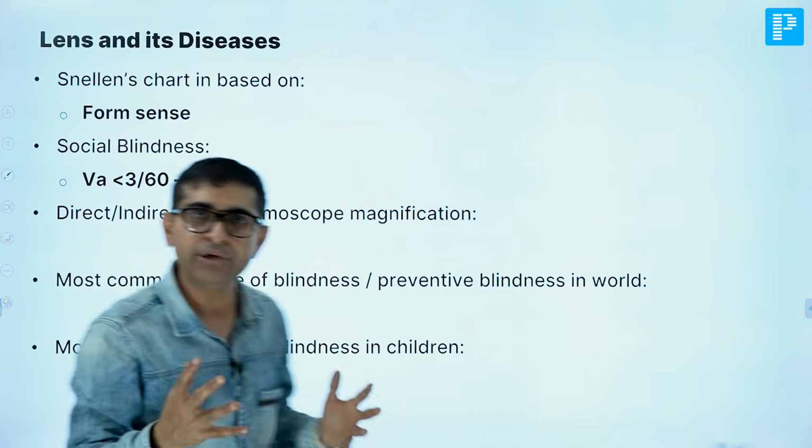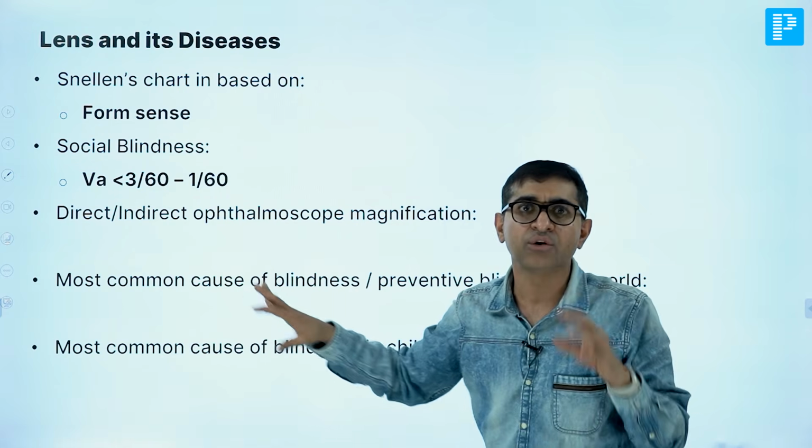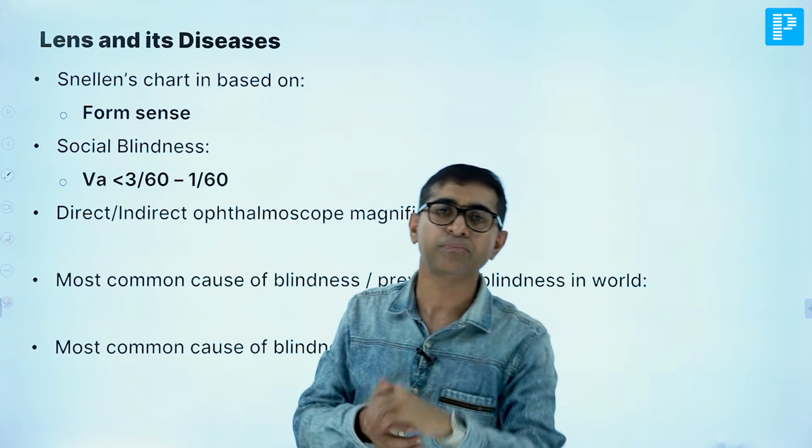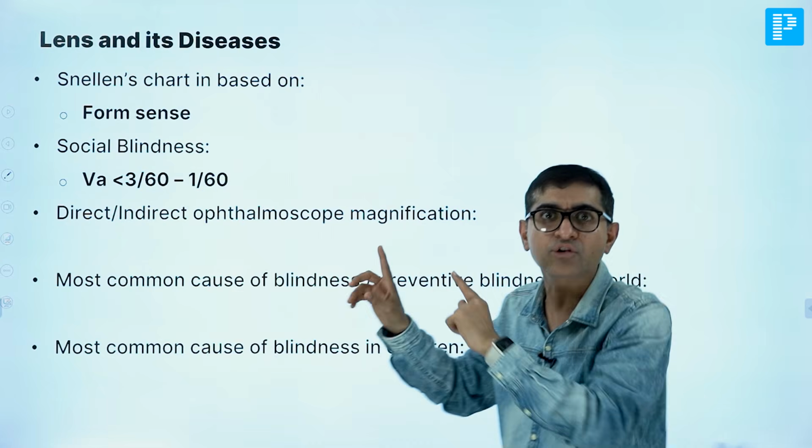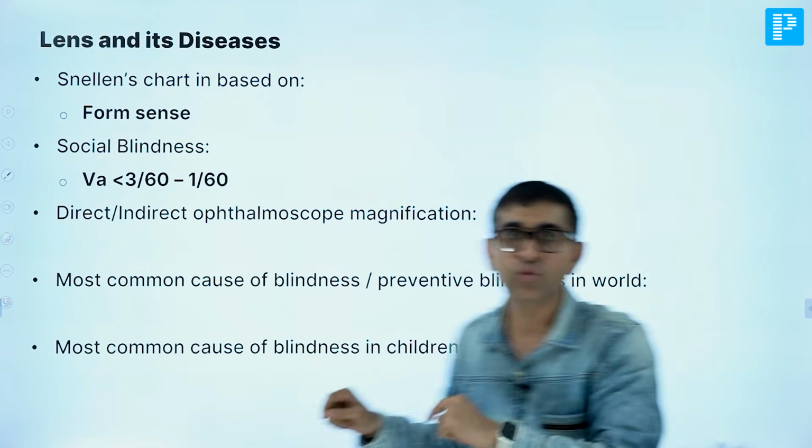Okay. Now, can you tell me the magnification of direct and indirect ophthalmoscopy? Direct ophthalmoscopy, the magnification is 15x. Indirect ophthalmoscopy, the magnification is 3 to 5x.